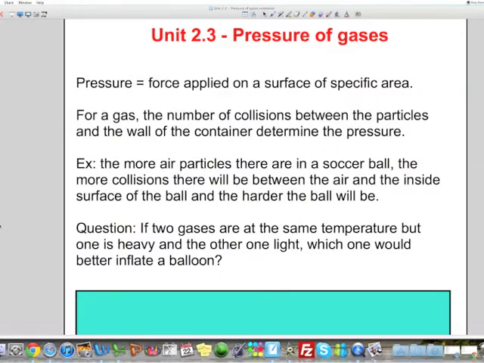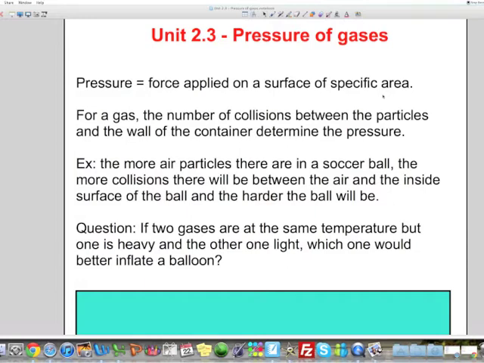Welcome back. We'll now cover Unit 2.3, Pressure of Gases. So we're going to talk about generalities about pressure of gases and how we measure that pressure. So pressure, first of all, is a force applied on a surface of specific area.